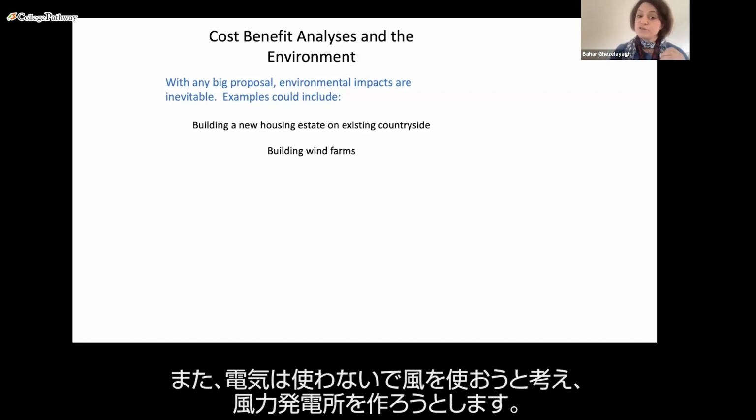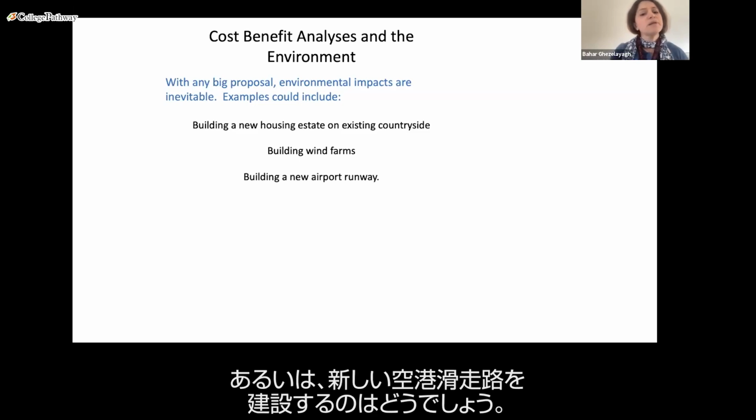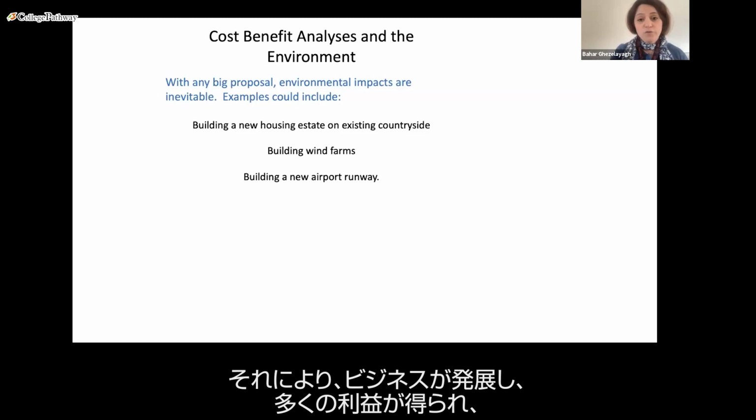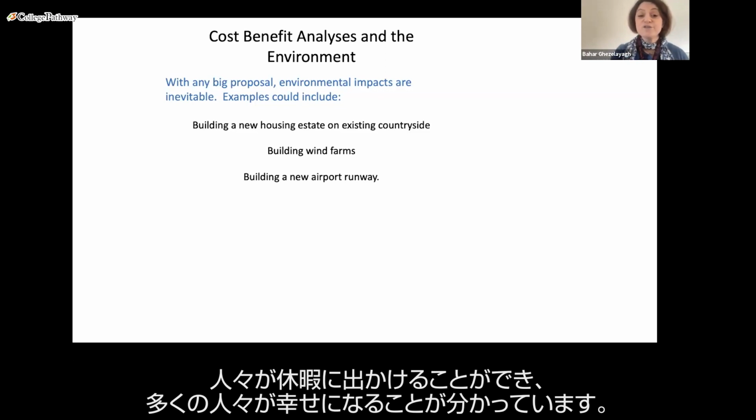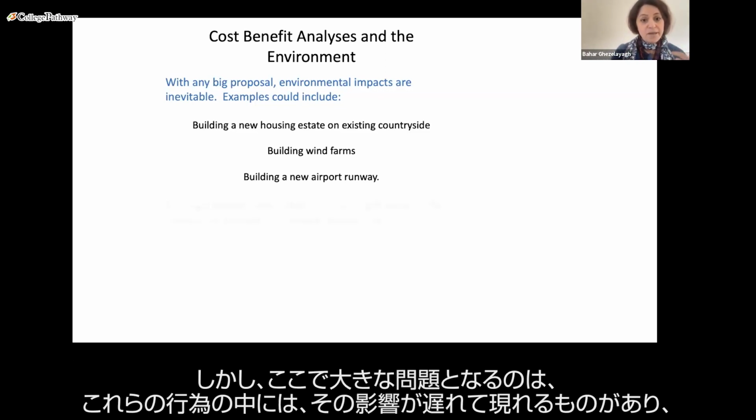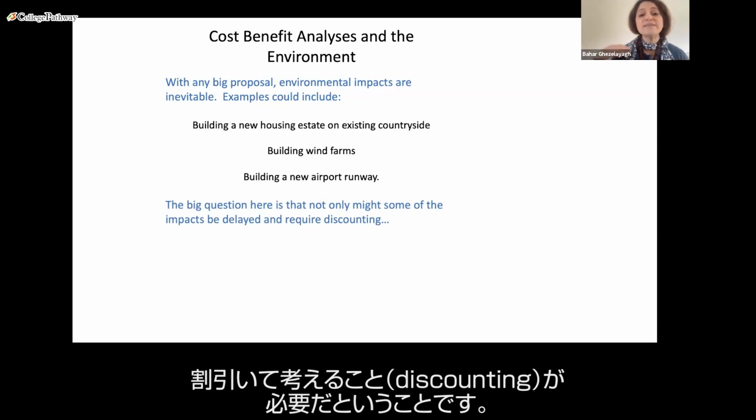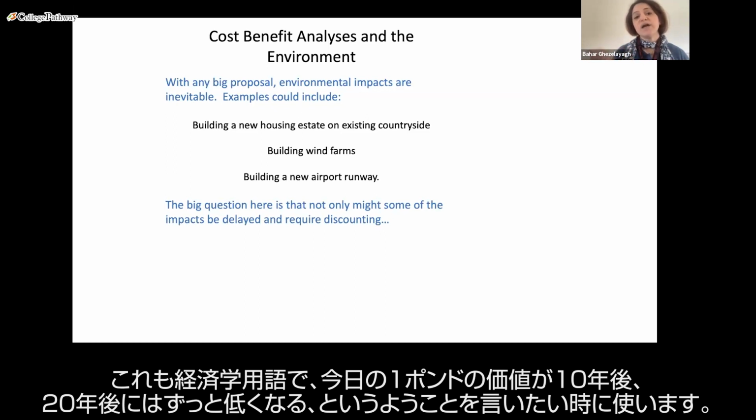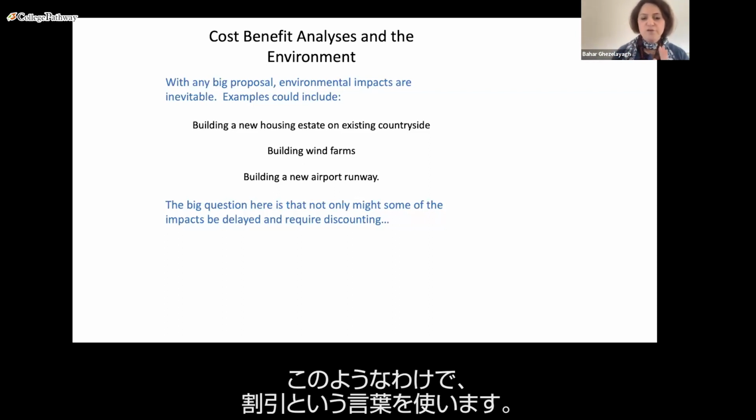Let's not use electricity, let's use wind. What about building a new airport runway? That is going to improve businesses, lots of profits. People can go away on holiday. It's going to make lots of people happy. But the big question here is that the impact of some of these actions may be delayed and require discounting. This is another word that we use in economics when we want to say that 1 pound worth today is going to be worth far less in 10 years' time and in 20 years' time. So that is why we use the word discounting.